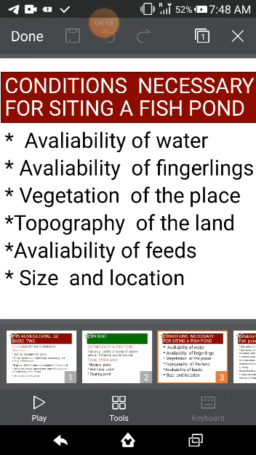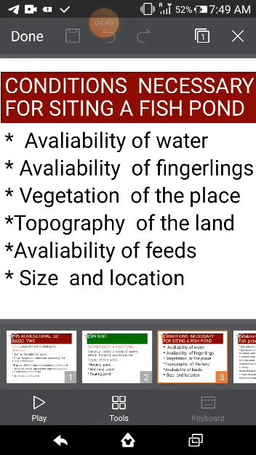Number 5. Size and location. The size depends on the availability of funds, the amount you have at hand, and the type of fish farming to be practiced. Therefore, if it is commercial fish farming, a large expanse of land is required. The location can be either in the lowland or upland.